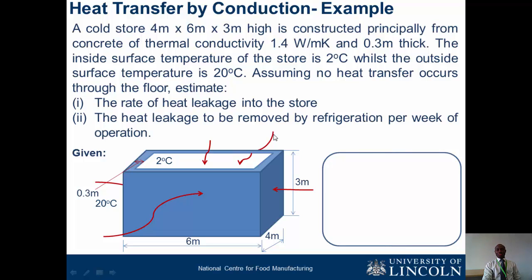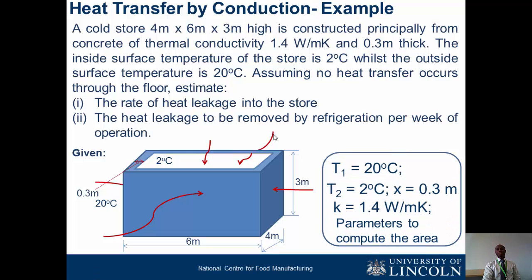So to solve this problem, we know all these have been given to us, and we are also given the parameters to compute the area, the surface area. The question says calculate the rate of heat leakage, so we are asked to calculate Q, and we are given the temperature difference. We are given K. We are given the area, because yes, area is not given directly, but we are given the parameters to compute the area.